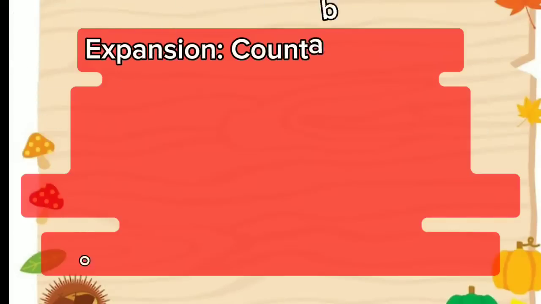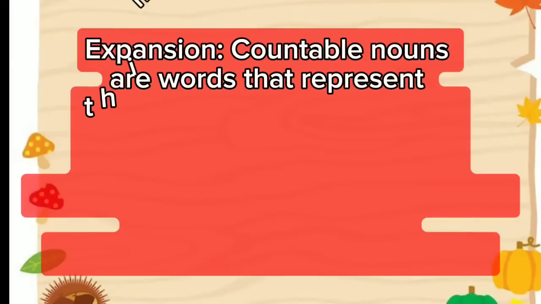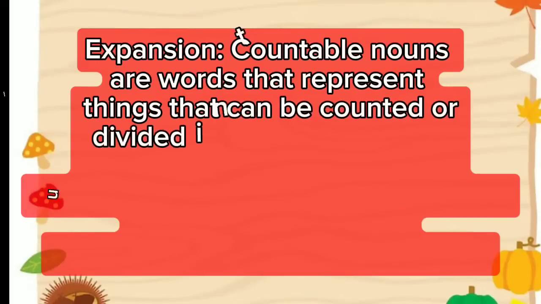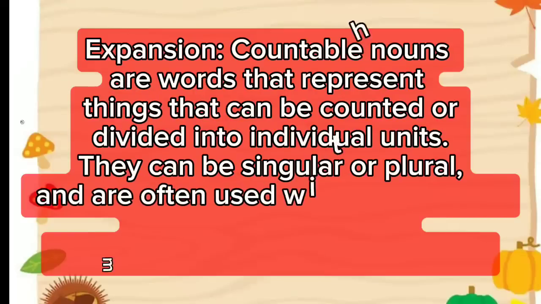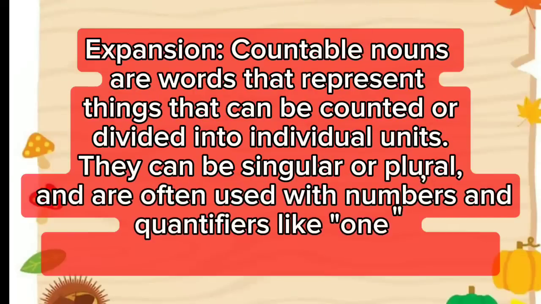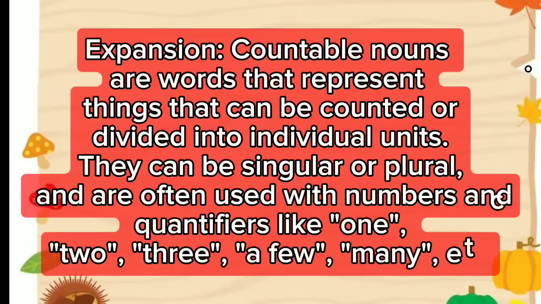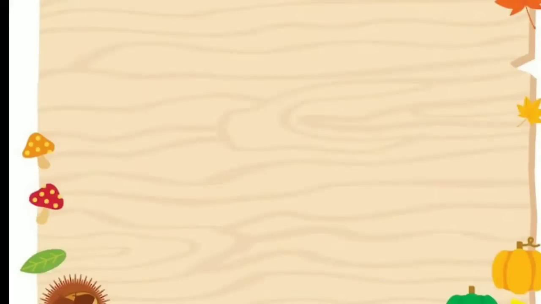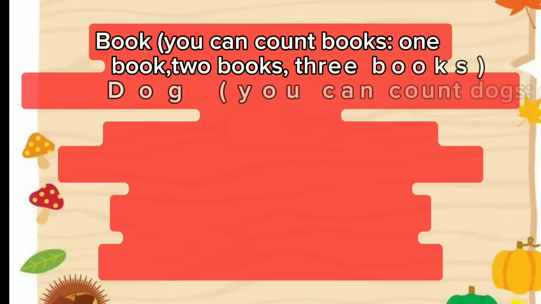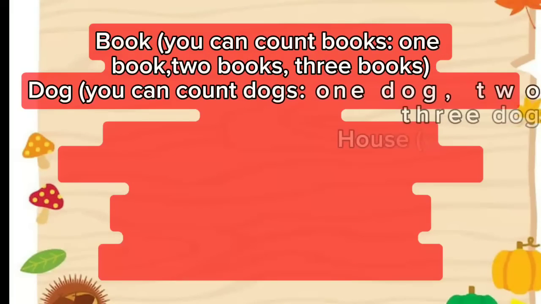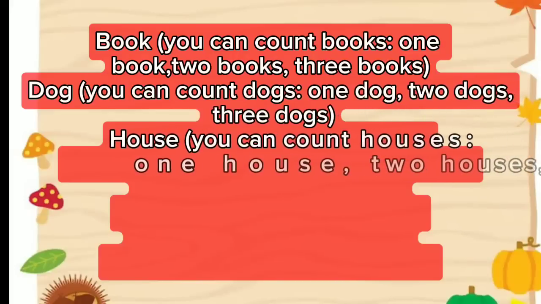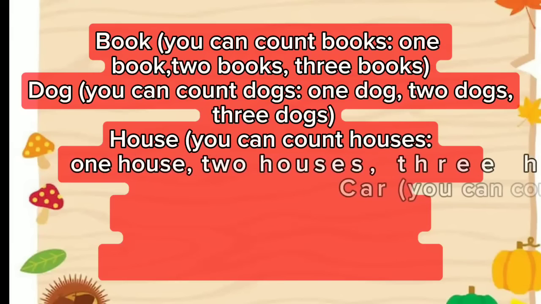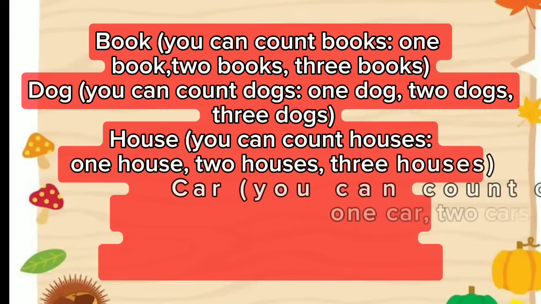Explanation: countable nouns are words that represent things that can be counted or divided into individual units. They can be singular or plural, and are often used with numbers and quantifiers like 1, 2, 3, a few, many, etc. Example: book, you can count books. 1 book, 2 books, 3 books. Dog, you can count dogs. 1 dog, 2 dogs, 3 dogs.